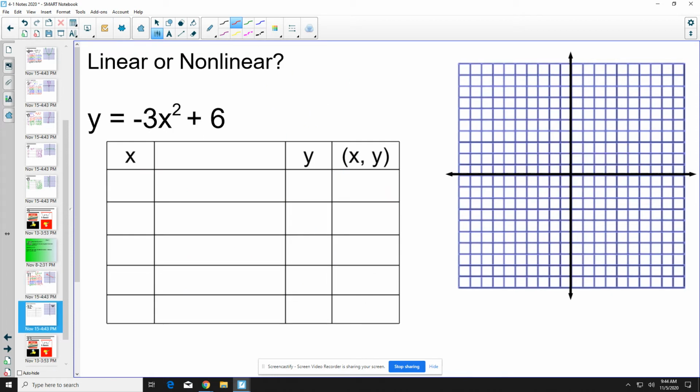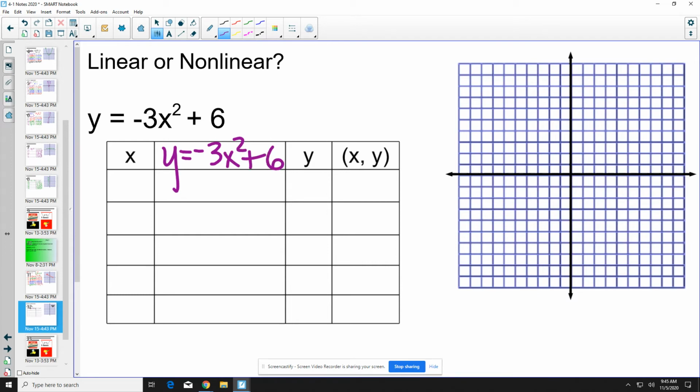All right, we got one more. So I want you to pause the video, copy the table and the graph. When you get done, click play. All right, now that you're done, that second column, remember what you do is you write your equation there.